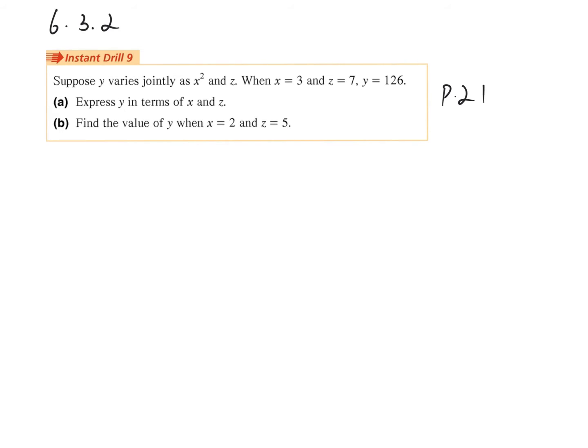Okay, so please turn to page 21 for instant drill number 9. Let's take a look at the question together. Suppose y varies jointly as x squared and z. When x equals 3 and z equals 7, y is 126. Express y in terms of x and z, and then find the value of y when x equals 2 and z equals 5.